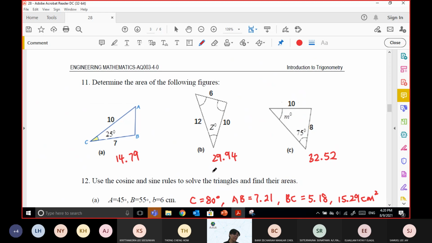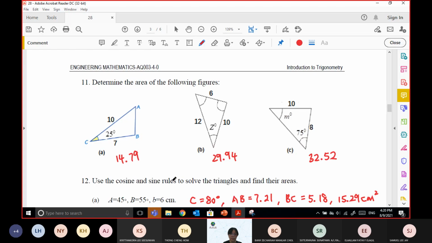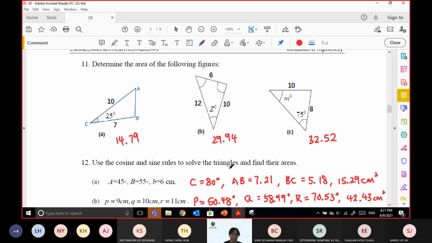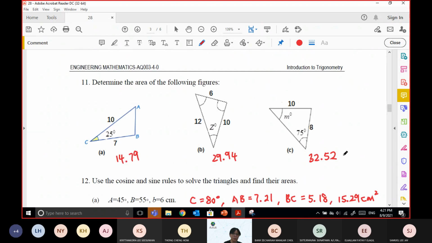Can I have question B? Man Heng, have you done 11B? Can you share the photo of your solution? Yes, okay, share the photo of your solution for 11B. If any of you have any questions on 10 and 11, which question you want me to discuss, you let me know.